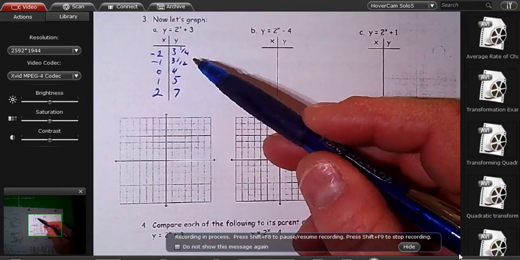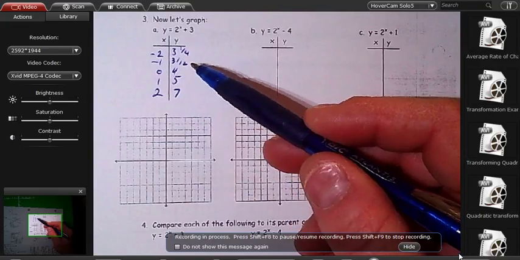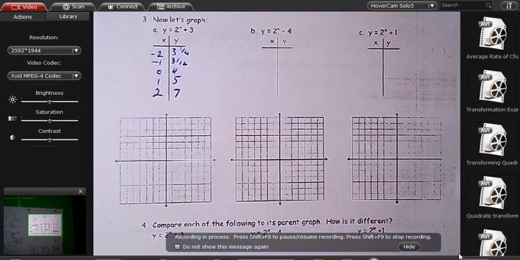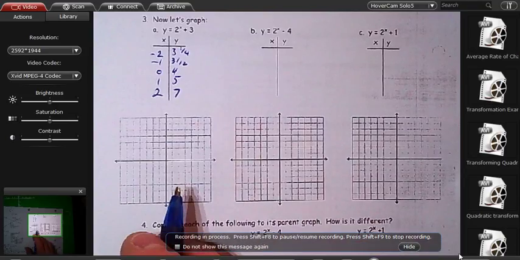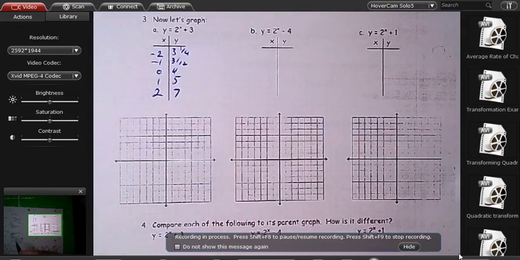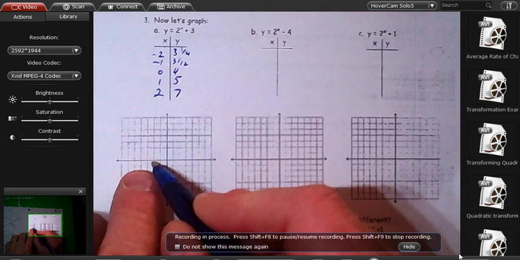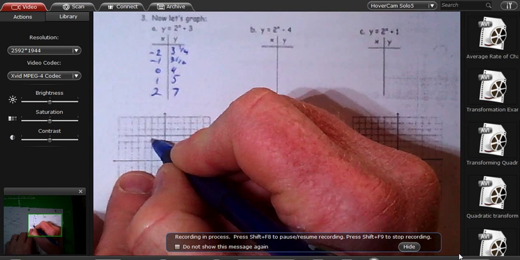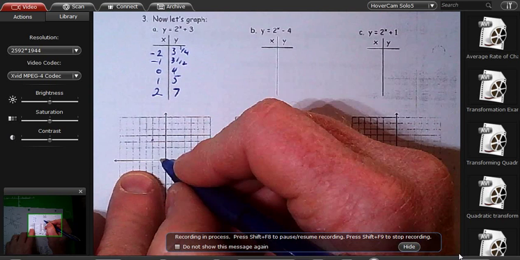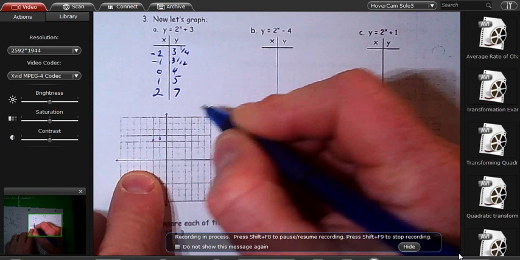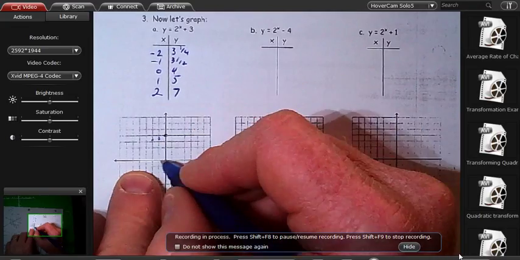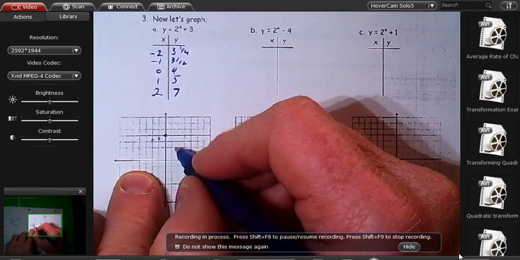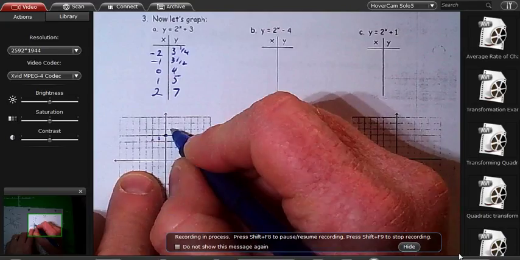Julian, pay attention. So now when we graph this, every point that we had on the original, we're just going to raise it up 3 units. So we'll have a point at -2, 3 and 1/4; -1, 3 and 1/2; 0, 4; 1, 5; and 2, 7. And then draw your curve.